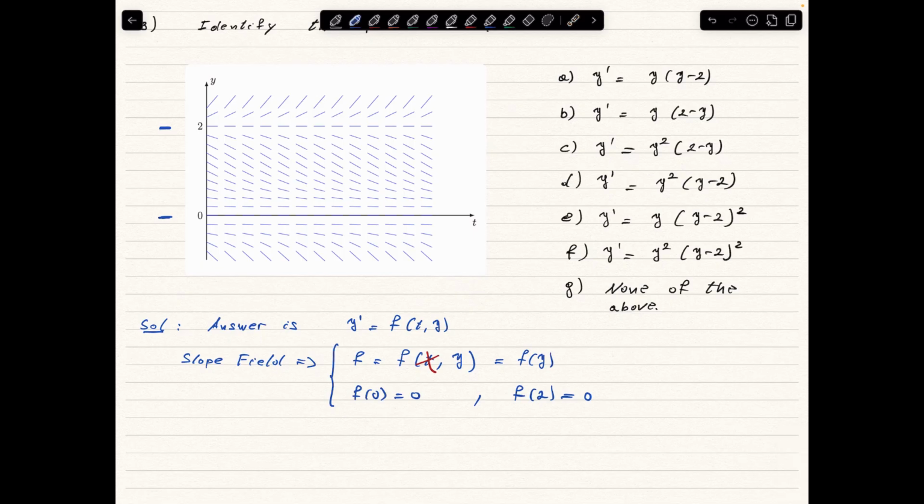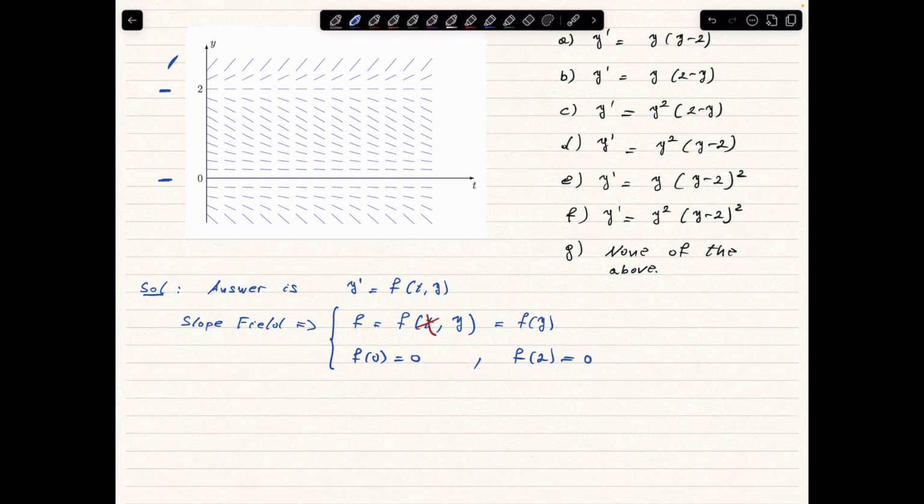For example, notice that over here the slopes are positive. This is positive slope when the slope has this form. So what we know is that f of y is positive for y bigger than 2. Okay, bigger than 2, f has to be positive because this is what we see here in the picture.